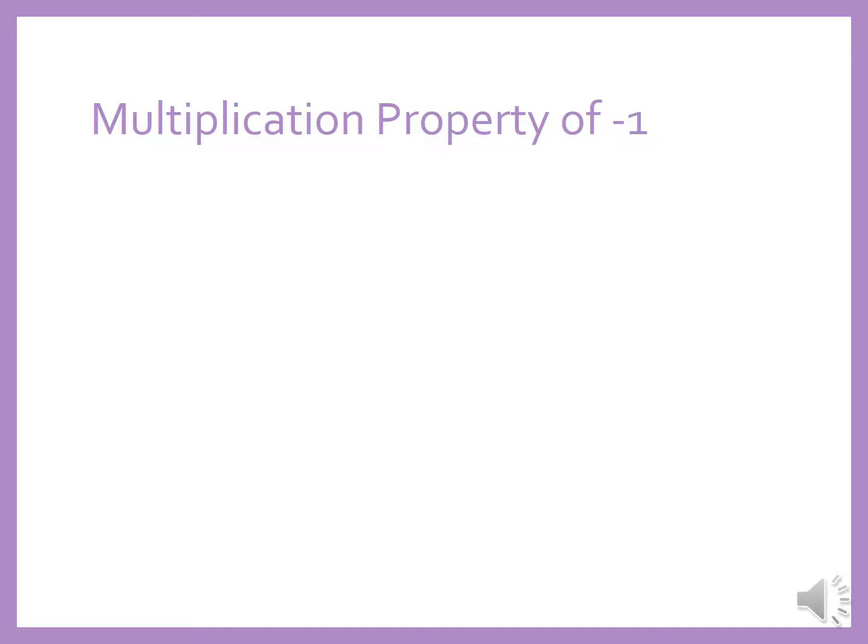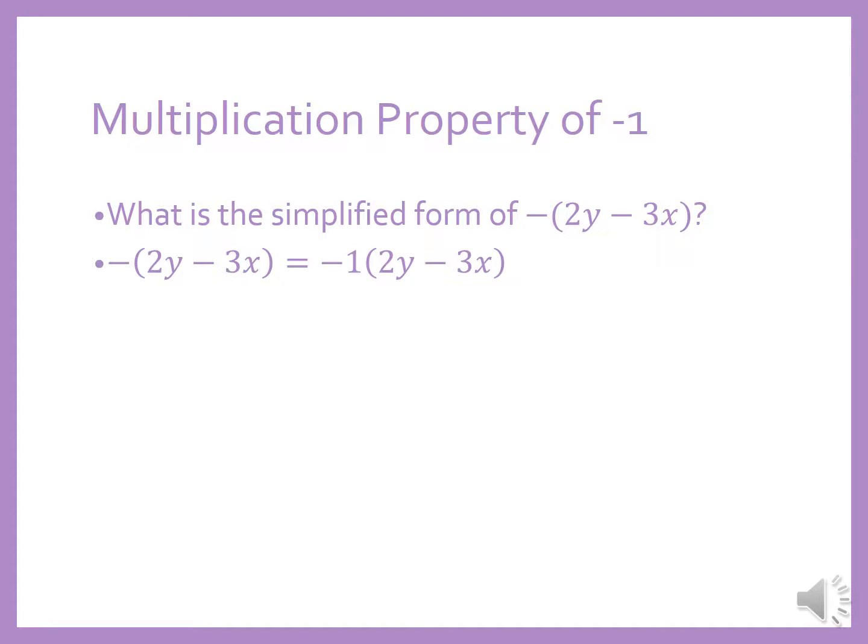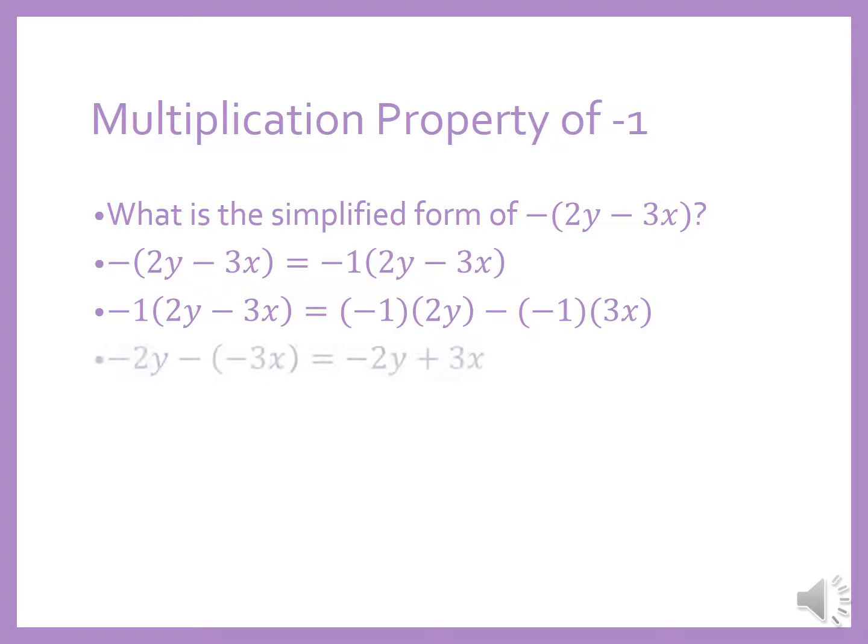Let's take a look at an example of the multiplication property of -1. What is the simplified form of negative quantity 2y minus 3x? The first thing I'll do is simply put a 1 in front of that negative sign. That now becomes -1. We will then distribute the -1 to the 2y and the -3x, like so. Your final simplified form would be -2y minus a -3x, or -2y plus 3x, since a double negative becomes a positive.